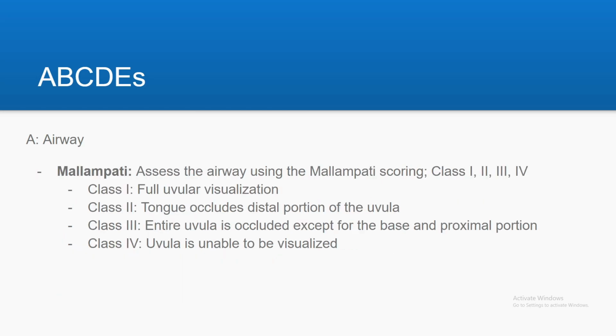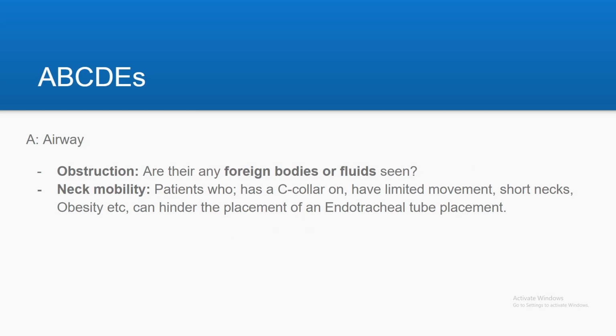Next one is Mallampati scoring. So you want to assess the airway using this criteria. There are 4 divided classes. So you have the first class, which is full uvular visualization. The second class is the tongue occludes the distal portion of the uvula. The third class is the entire uvula is occluded except for the base and proximal portion. The fourth class is when the uvula is unable to be visualized.